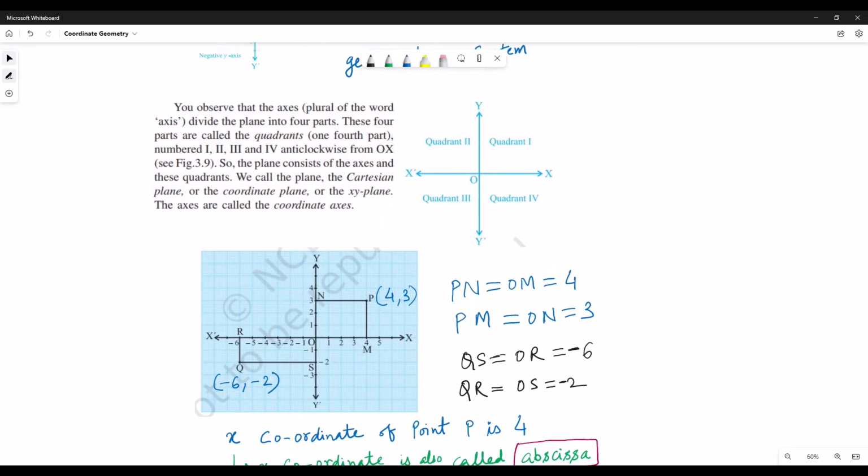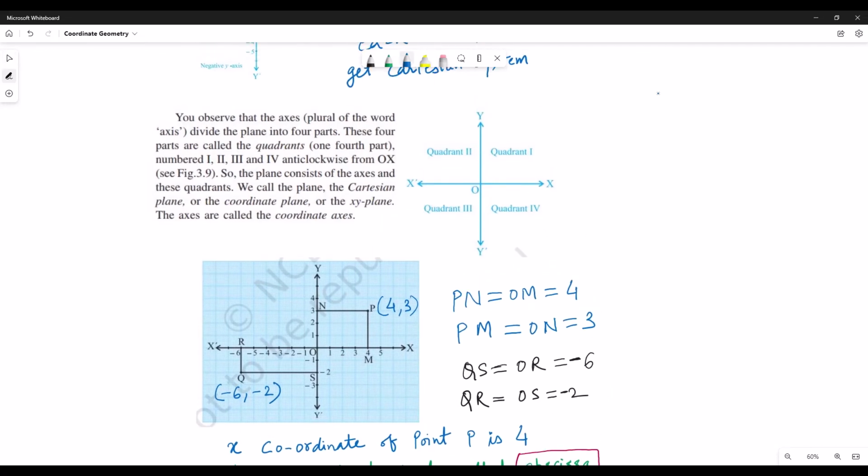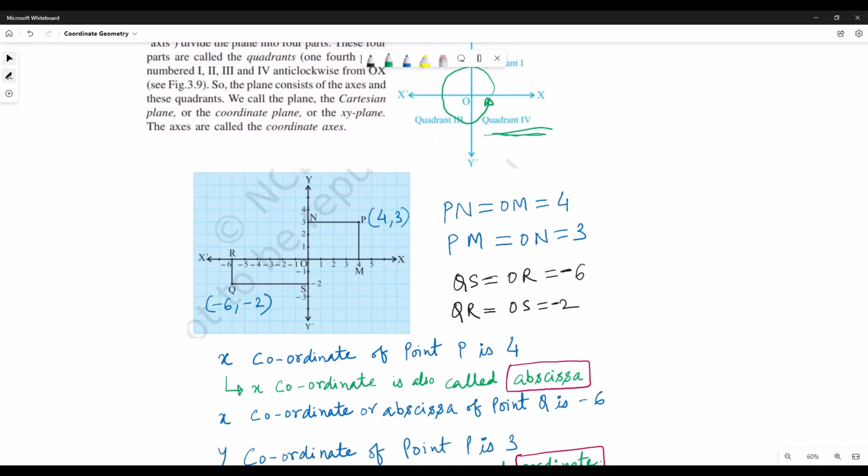And you must understand these quadrants go anti-clockwise, like this. These quadrants are located anti-clockwise from OX. So this is the first quadrant, second quadrant, third quadrant and fourth quadrant. Anti-clockwise, remember this. This is anti-clockwise.